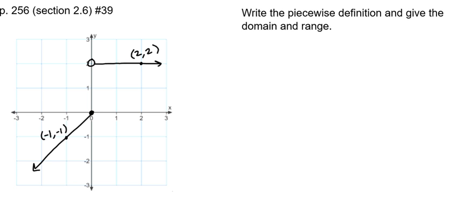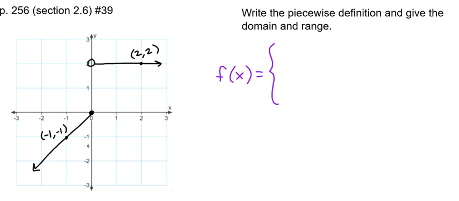This is problem number 39 from page 256, and we are given a piecewise graph, and we're asked to write the piecewise definition and give the domain and range. Okay, so we see this graph has two pieces, so we're going to set up something kind of like this, f of x equals, and then make room for two pieces. And let's work on the piece on the left first.